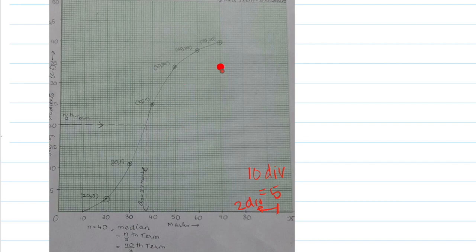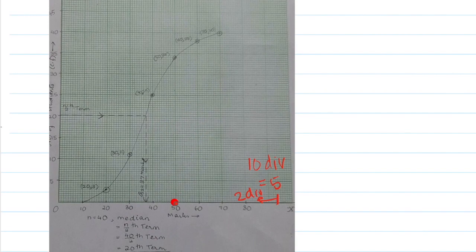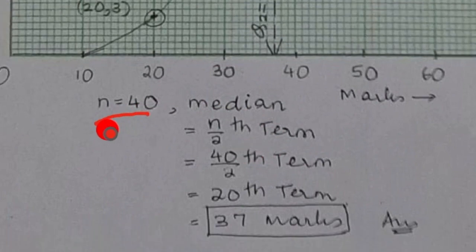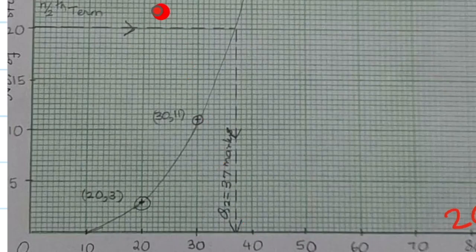Okay, after you have drawn this, we need to find the median. Now n is equal to 40, which is the total number of students, and median will be the n upon 2th term, which means 40 upon 2, the 20th term. So we go to 20 and we draw a dashed line where it meets the ogive. From there you drop a perpendicular like this and make sure it is a dashed line. Show this arrow, and then where it touches, that is your median.